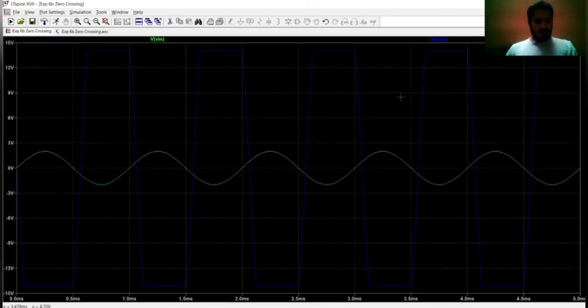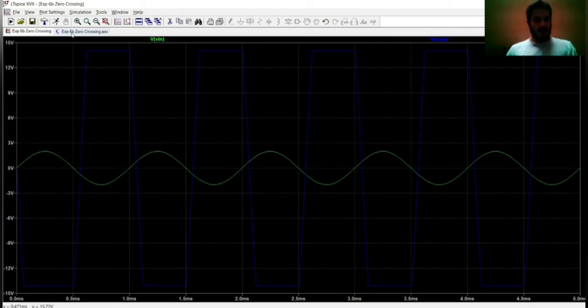Now as we can see in the waveform, there is a transition from high to low and low to high whenever 0 volts is encountered. But as we see in the waveform as well, the transition doesn't happen exactly at 0 volts because of the slow slew rate of the op amp.